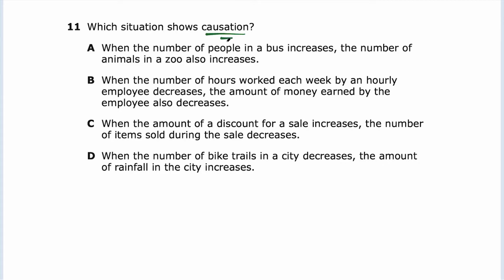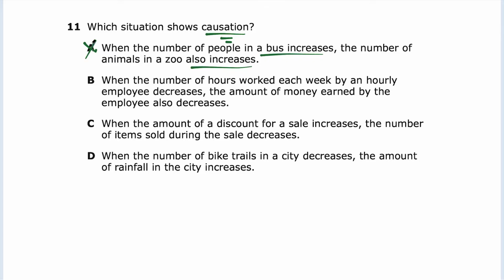So causation means that one thing is definitely going to make the other thing happen. So let's look at A. When the number of people in a bus increases, the number of animals in a zoo also increases. All right, so this one here just sounds completely ridiculous.